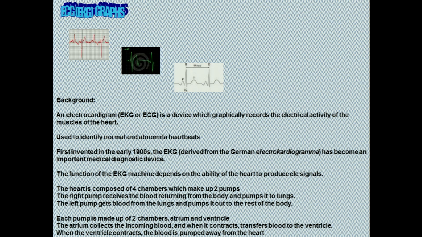This is the contraction and everything. Each pump is made up of 2 chambers, atrium and ventricle. So left ventricle, right ventricle, left atrium, right atrium. The atrium collects the incoming blood, and when it contracts, that is the depolarization. Contracts means the voltage will increase, remember it is pushing. When it contracts, it transfers blood to the ventricle, then the ventricle will contract, that will take certain time, 150 millisecond, and then it will contract and pump the blood away from the heart to the body.